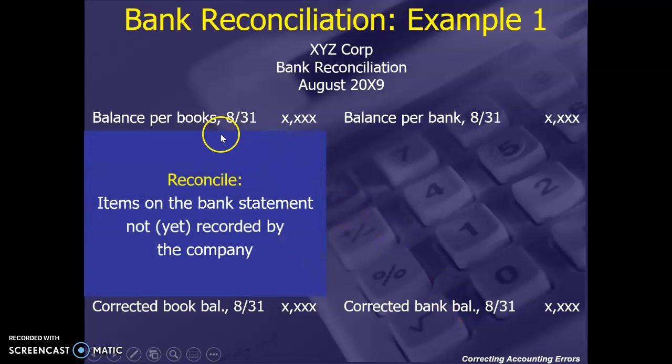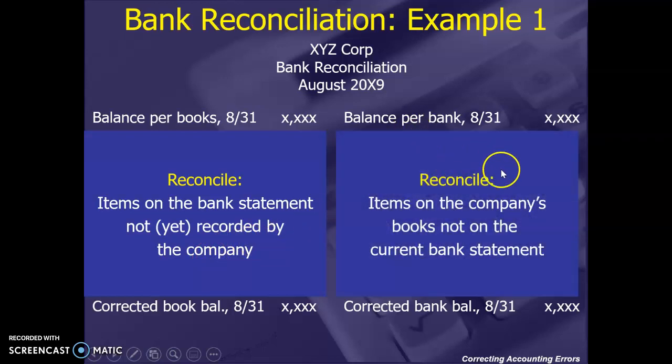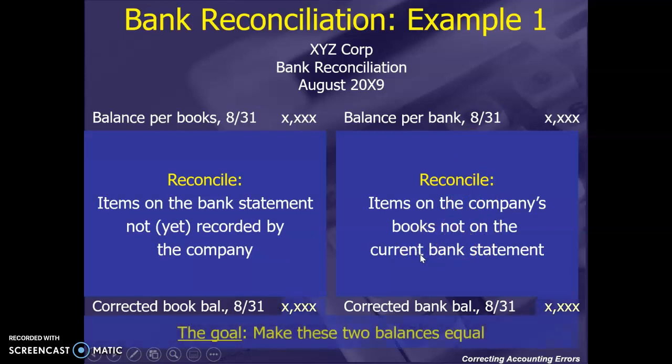So on our book side, we're going to list things that are items on the bank statement but are not recorded by the company. So we have not put them on our books yet. The books did not know about them. On this side, we're going to put things that are on our books, but not on the bank statement. So there's things that the bank did not know about we're going to put on this side. And our goal, as I said, is to make sure these two balances equal in the end.